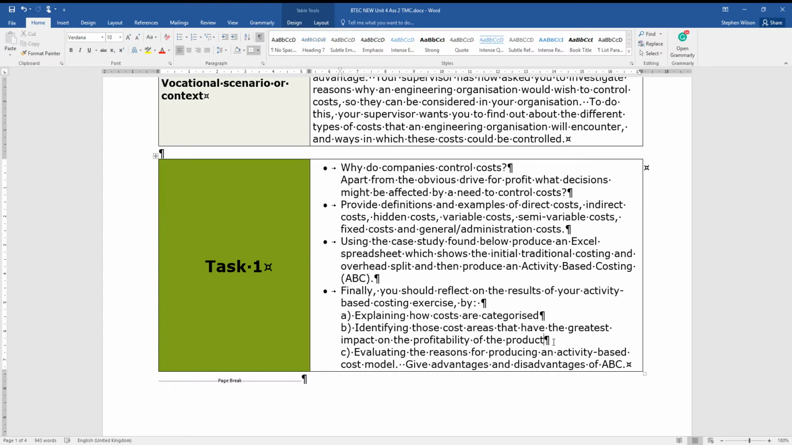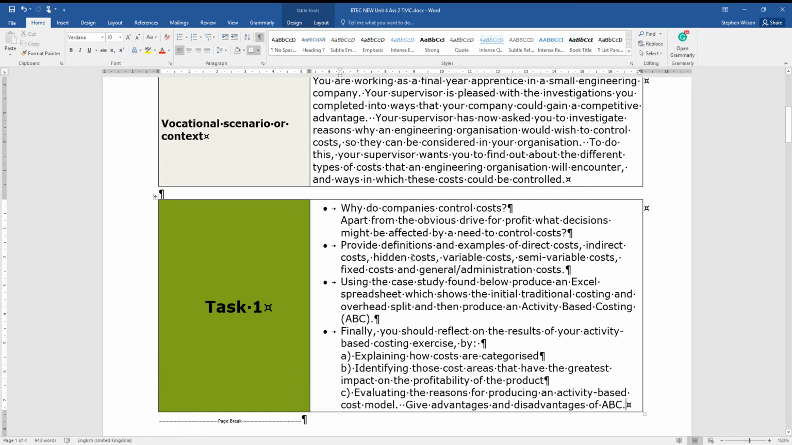And finally, evaluate the reasons for producing an activity-based cost model, and give advantages and disadvantages of ABC. Obviously this is your distinction area because we're using that evaluate word that BTEC loves so much. In this case, we mean compare the advantages and disadvantages of traditional and activity-based costing. Why do we do activity-based costing? Why is ABC better than traditional costing? But what are the disadvantages? I've mentioned some of those in this screencast. There's loads of stuff on Moodle that you can use to do your own research and write that up.